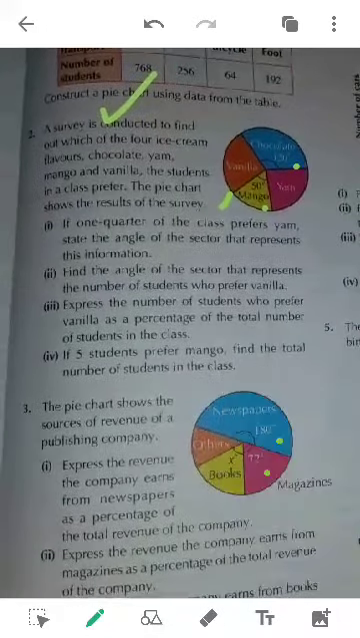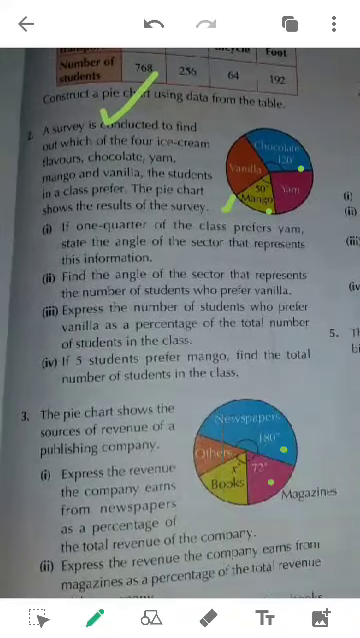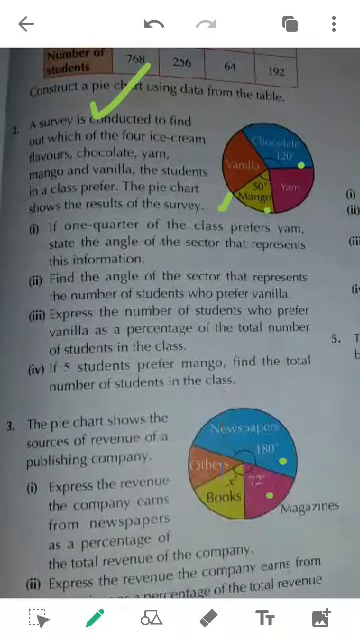There is a survey conducted, and there are 4 flavors of ice cream available: mango, yam, vanilla, and chocolate. He has given me some data and I have to find out the others. In the first part, it states: if 1/4 of the class prefers yam, state the angle of the sector that represents this information. A sector is basically a portion of a circle, not a complete circle, a portion covered through an arc. We have to calculate the angle of this information.